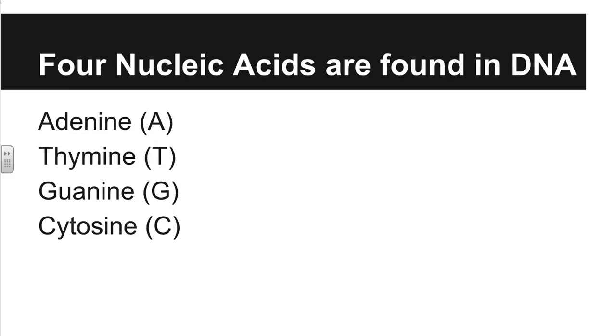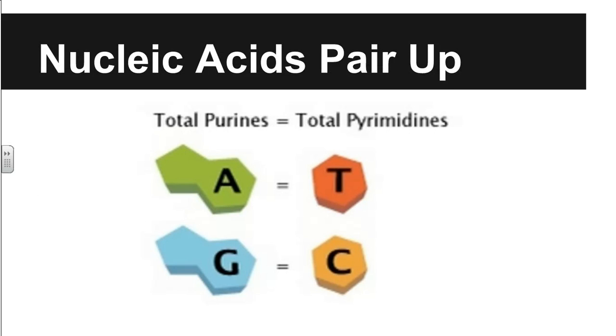There are 4 different nucleic acids found in DNA. There's adenine, which we shorten usually to A, thymine, which we shorten usually to T, guanine, which we shorten usually to G, and cytosine, which we shorten usually to C. The interesting thing about these nucleic acids is that they pair up. So A is going to pair with T, G is going to pair with C.